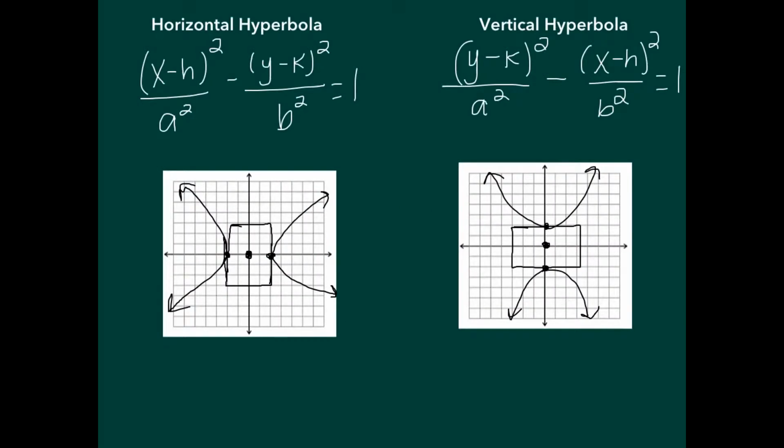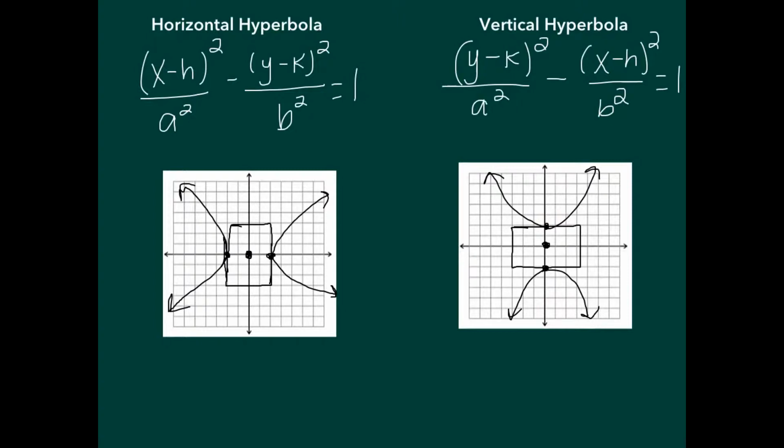Welcome to Unit 7, conic sections: hyperbolas. Let's get started. These are the two equations for your hyperbolas. This is a horizontal hyperbola. The x is your positive term. The x comes first, so it means it's going to be horizontal. It's going to run along the x-axis. Your vertical hyperbola has the y coming first, and it runs up and down the y-axis.